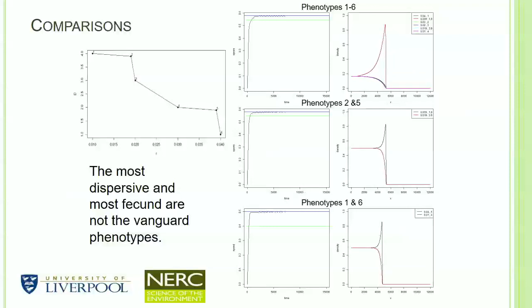And the anomalous speed, and the green line being the Fisher speed. Again, we see everything at the front. We see all six traveling at the same speed again as phenotypes 2 and 5. But here, which is quite difficult to see, is that the most fecund and the most dispersive are traveling slower, which we were not actually entirely sure why as such. But again, we still see that diversity is maintained at the front of the wave.